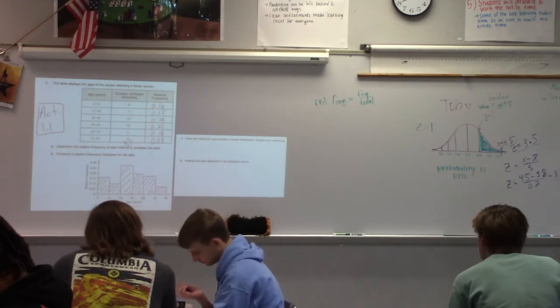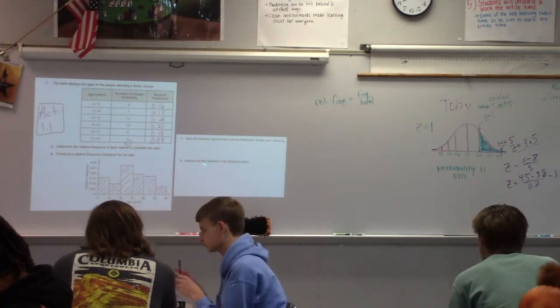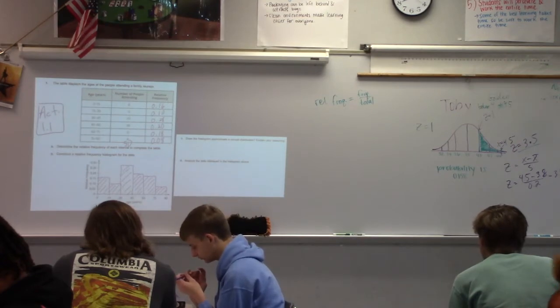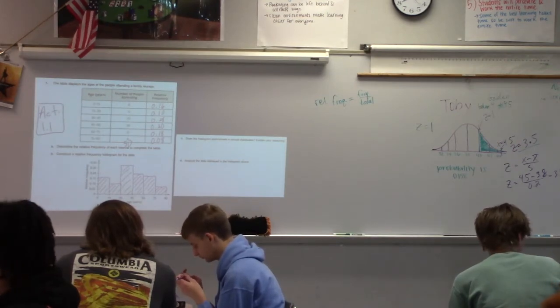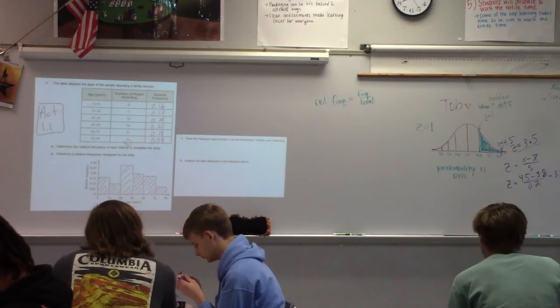So what would you write? I'm about to show you. Before I show you, analyze the data displayed. What are the 4 things you should have talked about? Context, center, unusual aspect, shape, spread.